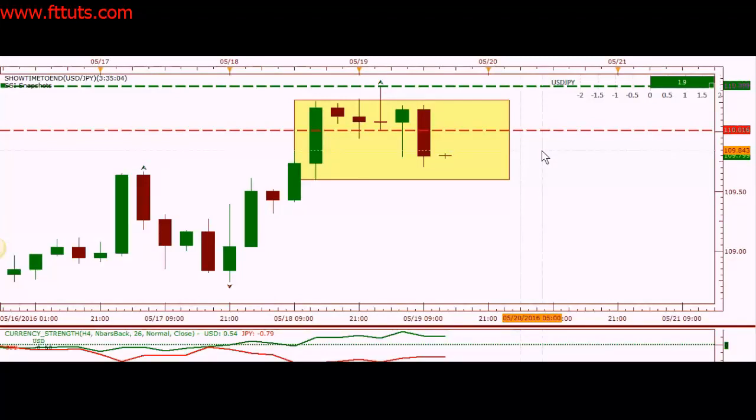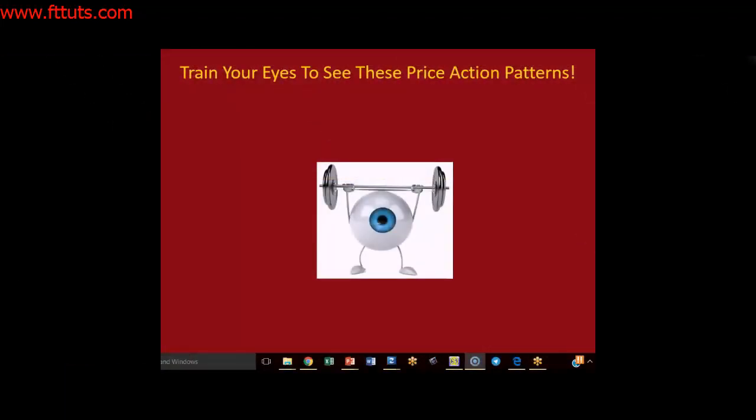So this is pretty much going to be it, showing the examples here on the live market. So guys, we're going to probably end up moving on to the next section here and looking at market structure, and that's going to really help you guys out. So that's it for these trading setups. Train your eyes to see these price action patterns.